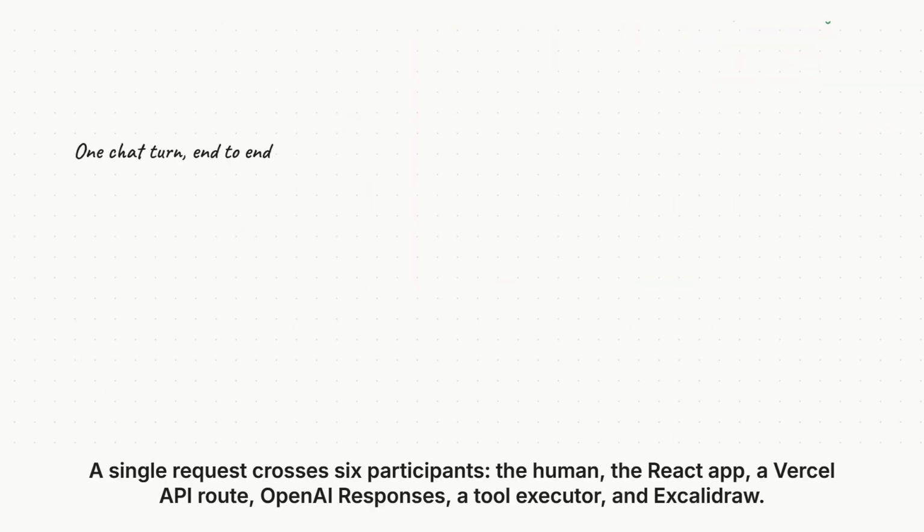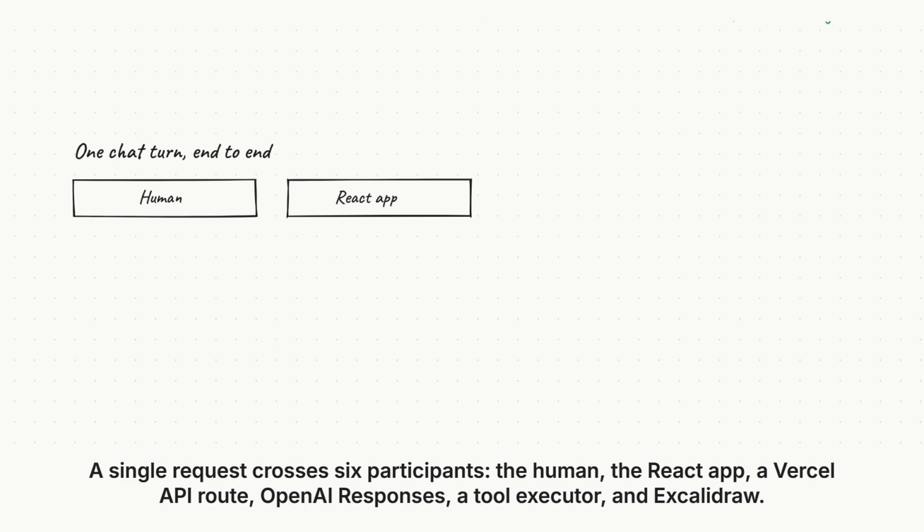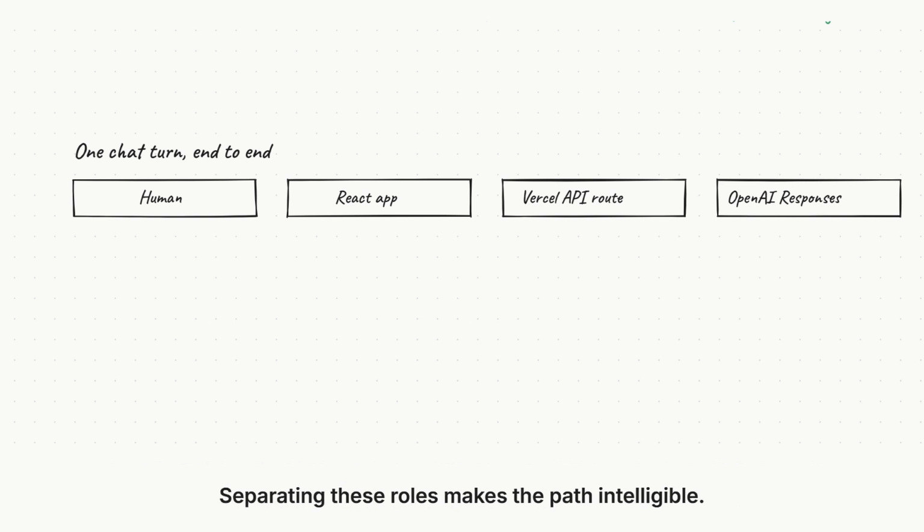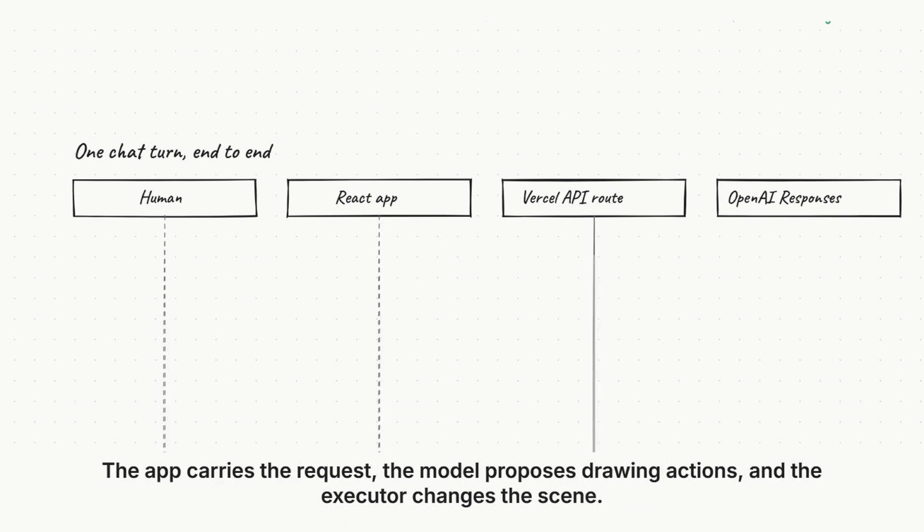A single request crosses 6 participants: the human, the React app, a Vercel API route, OpenAI responses, a tool executor, and Excalidraw. Separating these roles makes the path intelligible. The app carries the request, the model proposes drawing actions, and the executor changes the scene.